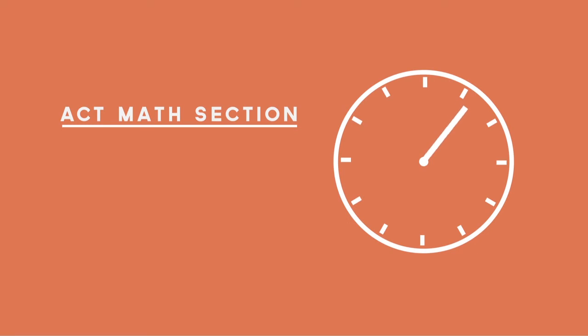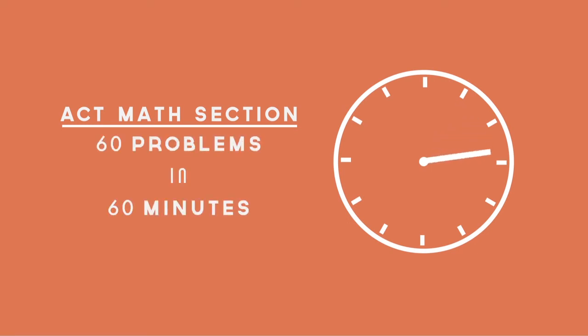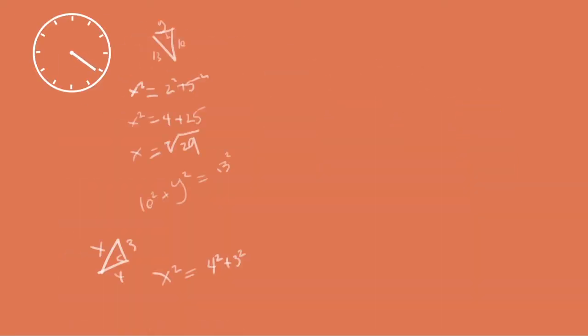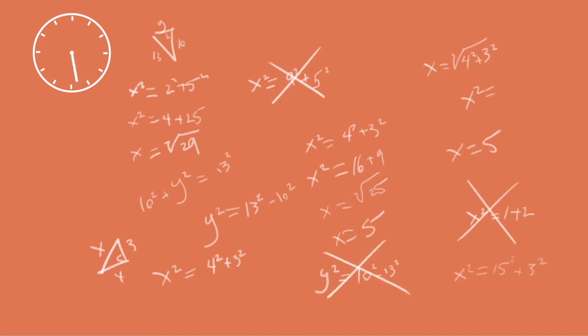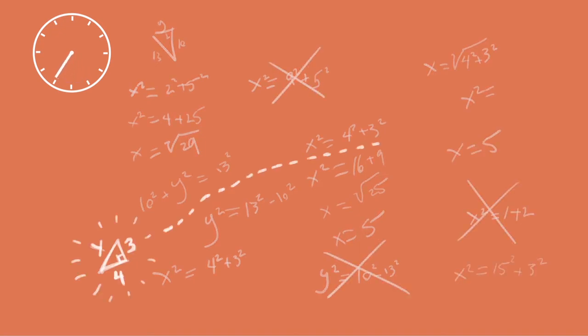On the ACT Math section, you're going to have to work 60 problems in 60 minutes. If you're setting up long equations or working through several steps, you've probably not spotted the quickest path to the solution. Let me show you another way to really save time.